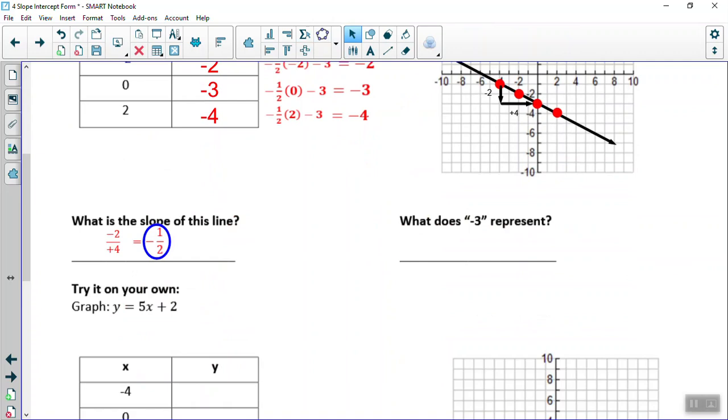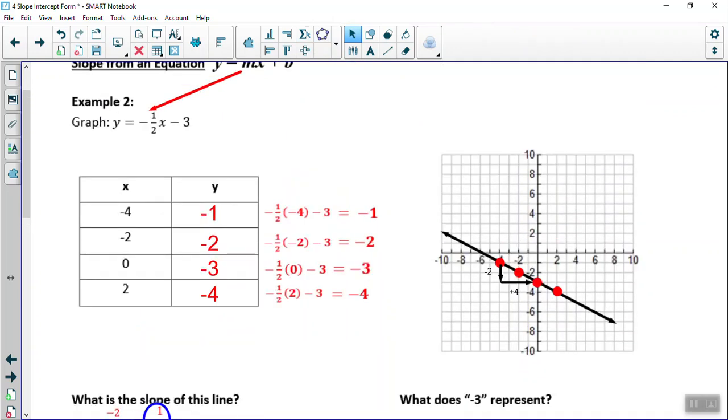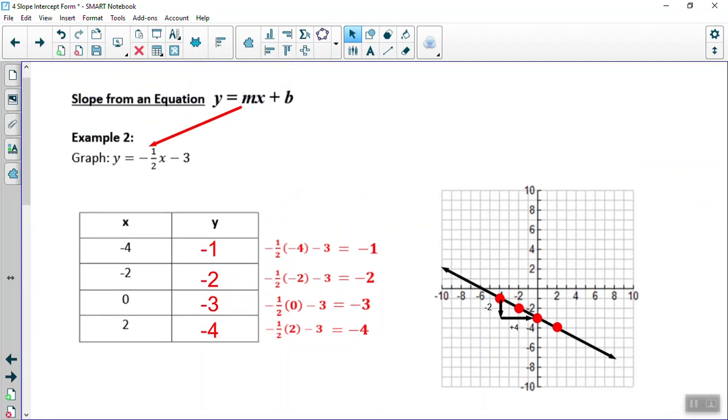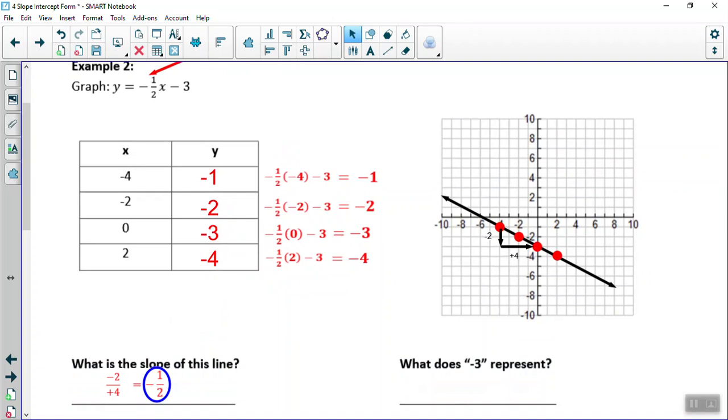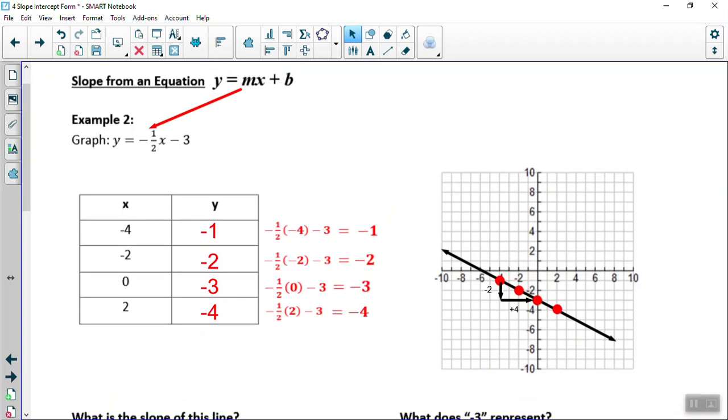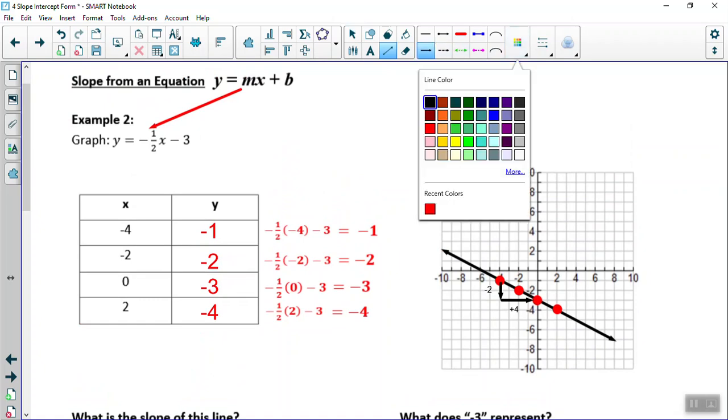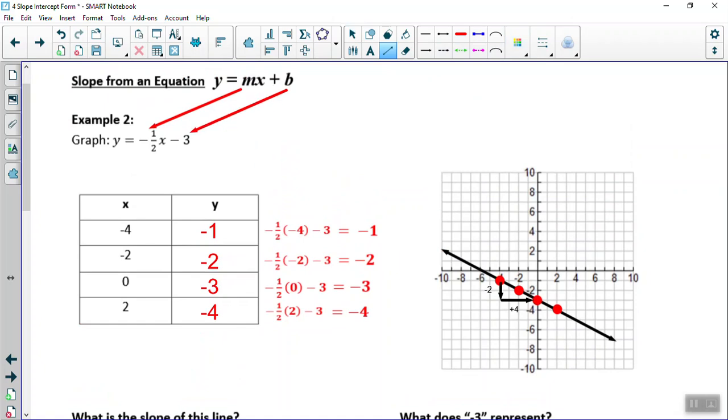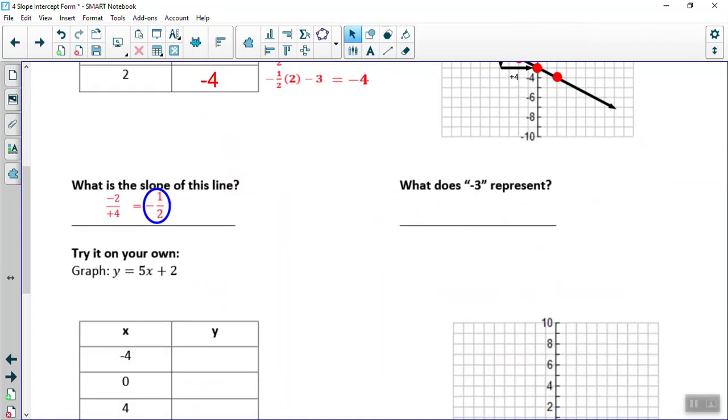Now, what does that -3 represent? This -3 that we have here. Well, remember what did we say b was on the front page? We said it was our y-intercept. Where does our line cross the y-axis? Well, right here, this point right here is where my line crossed that y-axis, that 0, -3. Okay? That's my y-intercept. So the -3 in this case represents our y-intercept.